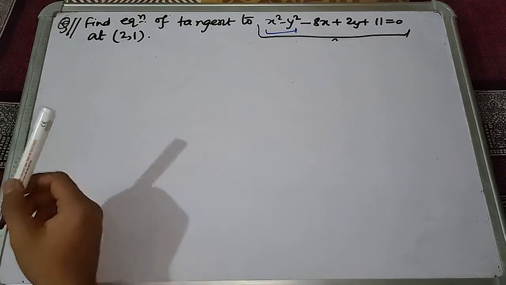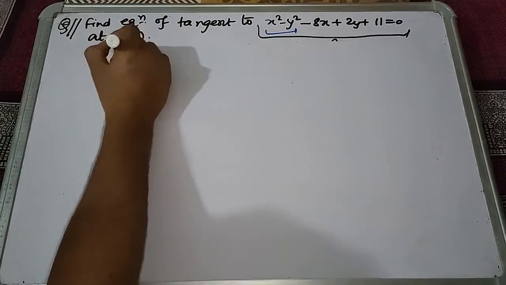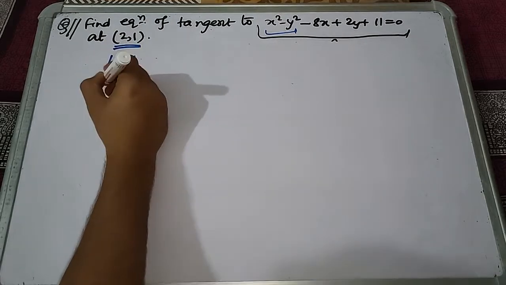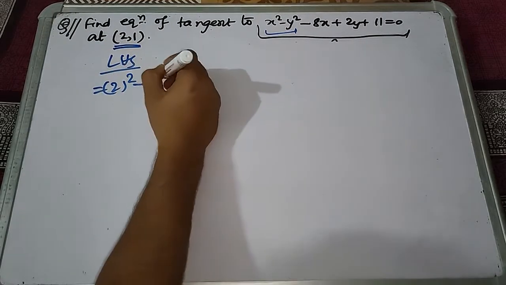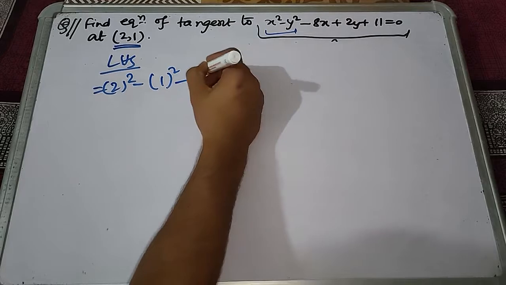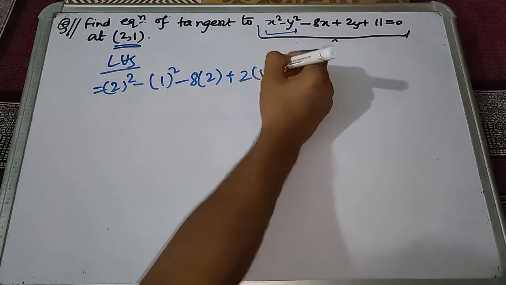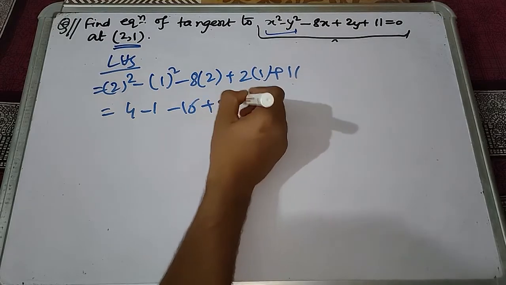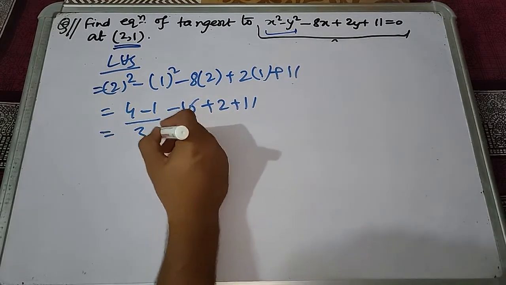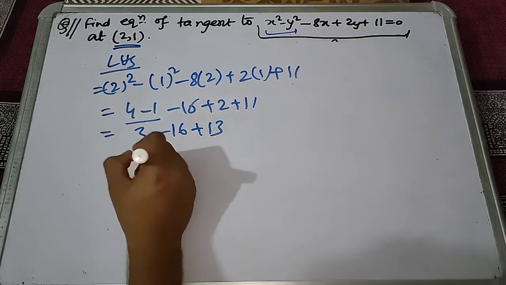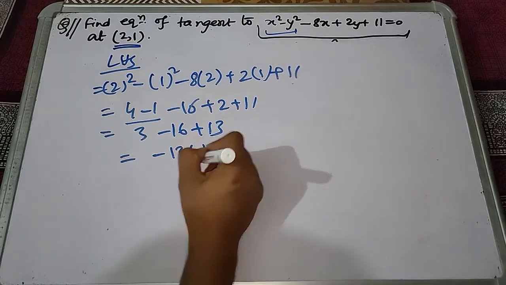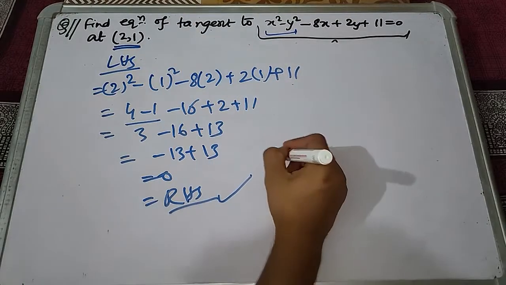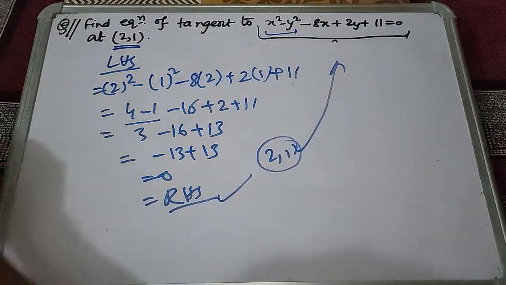Now we know that this is a hyperbola. We need to check whether this point lies on the curve or not. If it lies, the work is very easy. Let us check LHS. x square, 2 square, minus y square, that is 1 square, minus 8 into 2 plus 2 into 1 plus 11. This is 4 minus 1 minus 16 plus 2 plus 11. This is 3 minus 16 plus 13. This is minus 13 plus 13. This is 0 equals RHS. Therefore, (2, 1) lies on this curve.